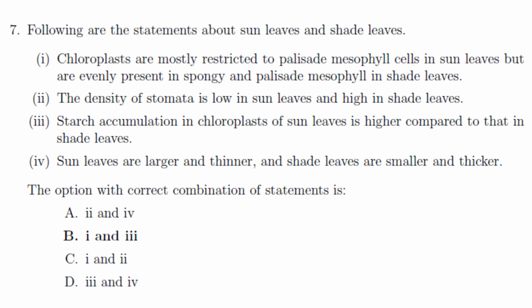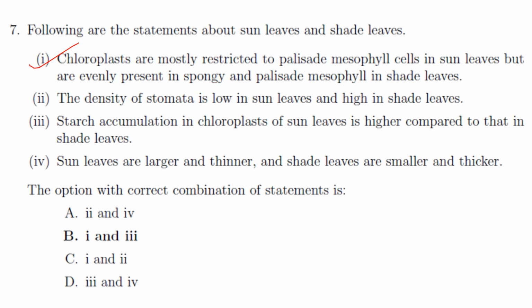Chloroplasts are mostly restricted to palisade mesophyll cells in sun leaves. Yes, that is correct. But are evenly present in spongy and palisade mesophyll cells in shade leaves. Shade leaves are less exposed to sunlight, so in order to capture more light energy, they have chloroplasts in their spongy as well as palisade tissue mesophyll cells. Whereas sun leaves are always exposed to high intensity sunlight, so restricting them to mesophyll cells in the palisade is enough. They can happily undergo photosynthesis more efficiently than shade leaves. So 1 is correct. The density of stomata is low in the sun leaves.